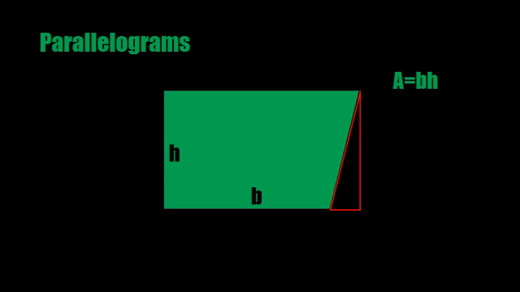So this is what a parallelogram looks like in case you didn't know. The equation for this is really easy. It's the same equation as the area of a rectangle, just base times height. Because if you take this triangle right here and move it over to this side, then you make a rectangle. So it's just base times height.